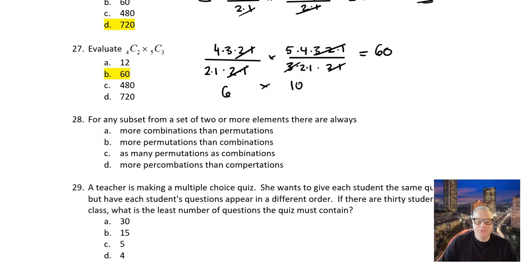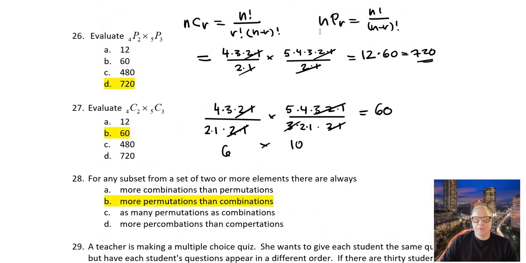For any subset from a set of 2 or more elements, there are always more permutations than combinations. Because you can see for the formula and permutations, we don't have that additional term that you see in the combination.